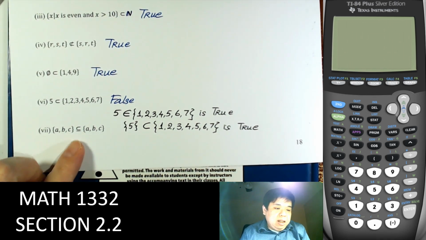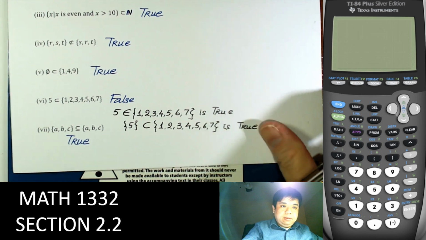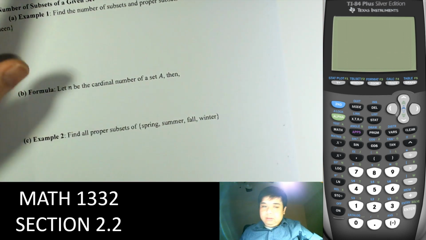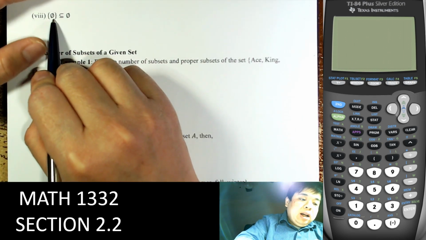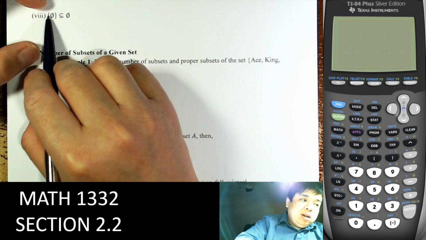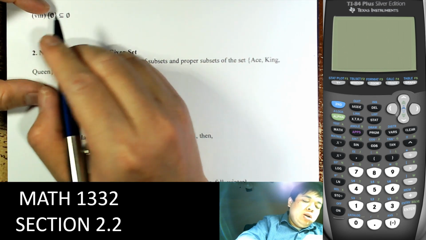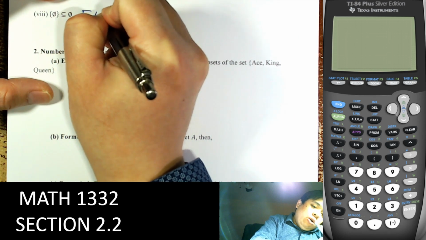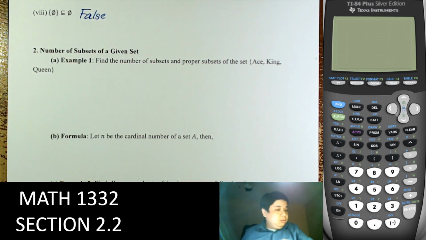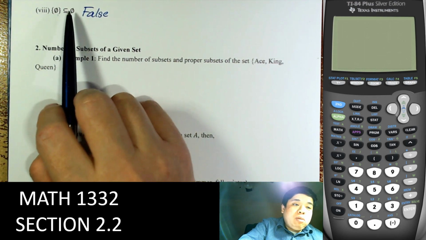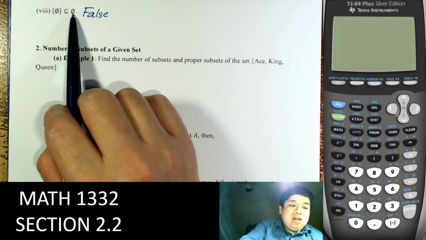Next, {A, B, C} is a subset of {A, B, C}. This is true because every set is a subset of itself. Next, that one's false. This has one member, and it's a subset of an empty set. This member does not belong to that set. This is an empty set, and empty sets have no member in them. So this one is false. In general, if you have more elements, it cannot be a subset of something with fewer elements. Once again, this does not belong to that empty set because the empty set does not have anything.